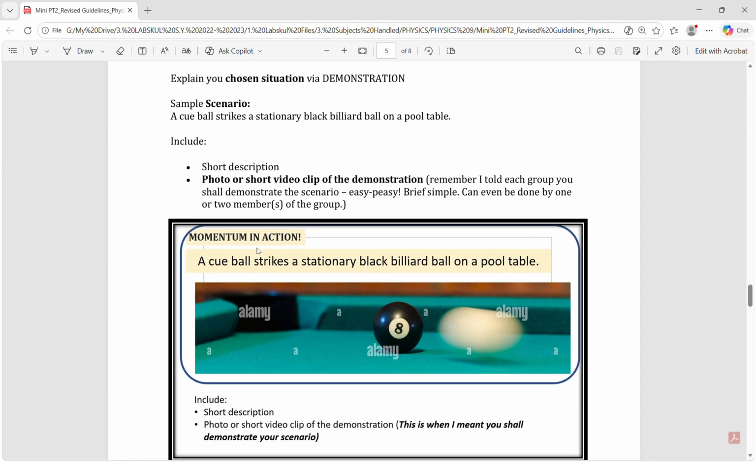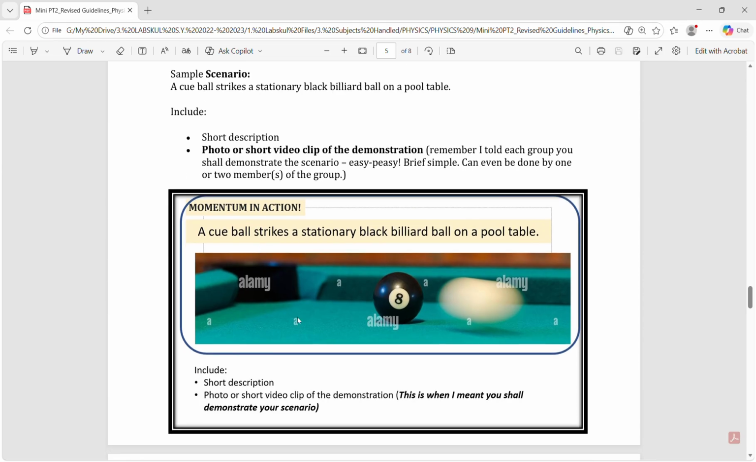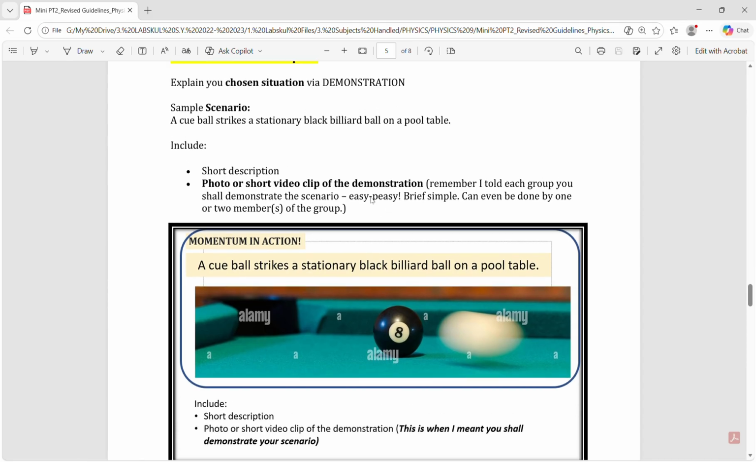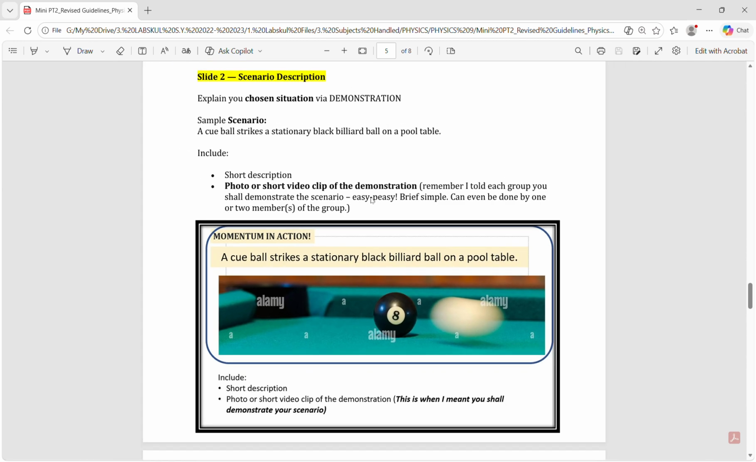So, you could include a short description, a photo or a short video clip of the demonstration. Remember, I told each group you shall demonstrate the scenario. A brief example only, which can even be done by one or two members of the group. That's only the content of your slide number 2.